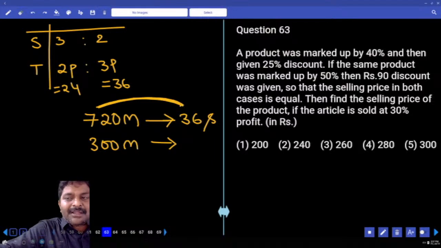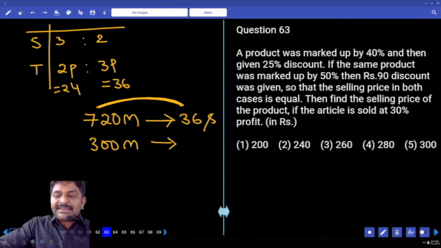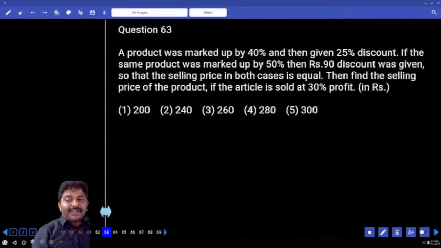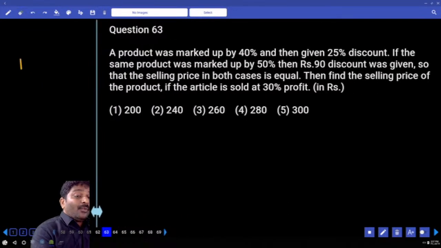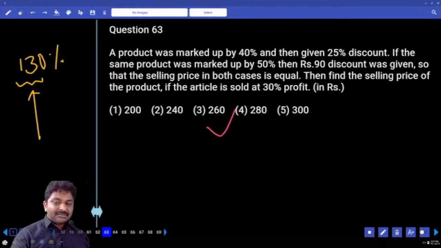A product was marked up by 40% and then given a 25% discount. The same product was marked up by 50%, then a 90 discount was given, so that the selling price in both cases is equal. Which prices are equal? Then find the selling price of the product if the article is sold at 30% profit. If it is sold at 30% profit, at what price do we need to sell? 130%. The answer should be a 13 multiple only. Go to options. Only one.